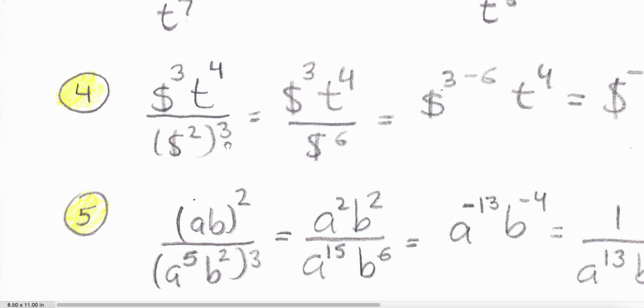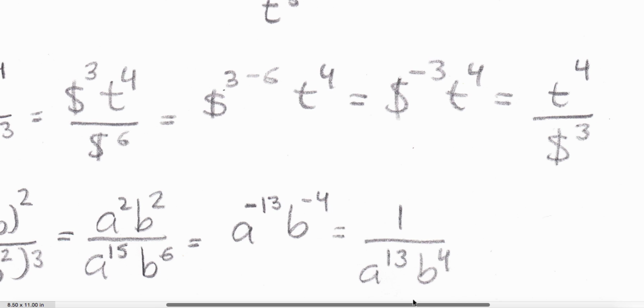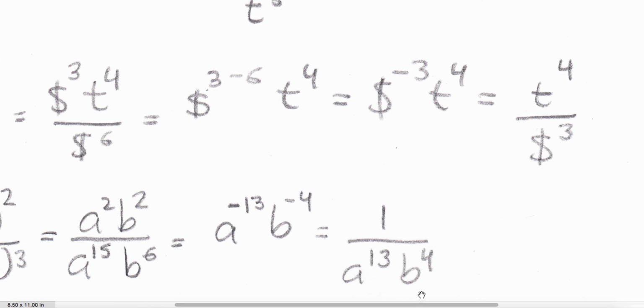s to the 3rd power times t to the 4th divided by s squared raised to the 3rd. So the first thing we have to do is use the power to power property. So 2 times 3 is 6. Now we subtract the powers of like bases. So this becomes s raised to the 3 minus 6 times t to the 4th. That becomes s to the negative 3 times t to the 4th, and only negative powers reciprocate. So this gives us t to the 4th divided by s to the 3rd power.